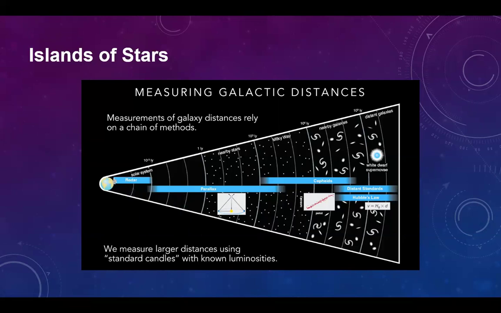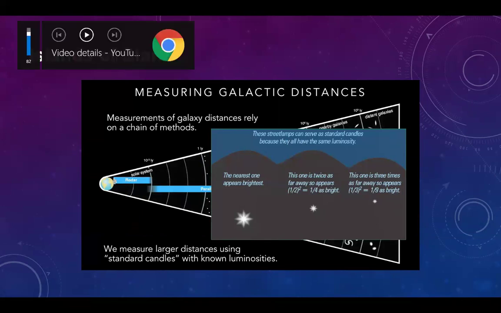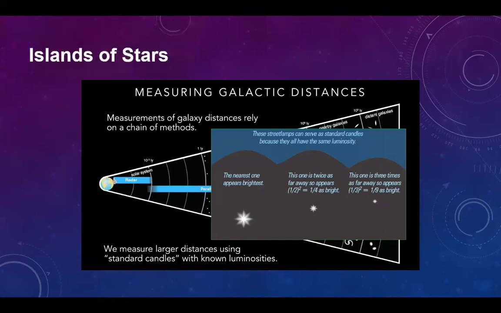For larger distances, we generally rely on classes of objects known as standard candles because they have known luminosities. This figure shows the basic idea. We see 3 street lamps that all put out the same amount of light, but differ in apparent brightness because they are at different distances. The farther away the lamp, the dimmer it appears, in accord with the inverse square law for light. Therefore, if we know the distance to the nearest lamp, we can determine the distances of the others.